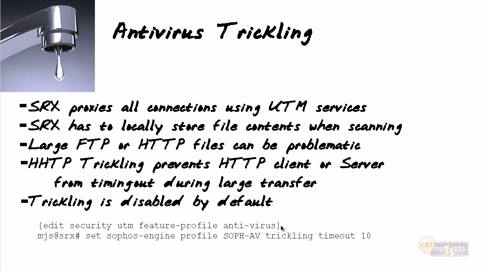So we drill into this context and we would be setting for the Sophos engine profile, or again, it could also be Kaspersky. And then this is the name of the profile, SOPH-AV, and it's simply trickling timeout. And so we're going to choose 10 seconds here. So what we're saying is every 10 seconds, we're going to send these small fragments of the file back to the client in order to prevent it from timing out. Okay, so antivirus trickling, something that may come up on your exam. Want to make sure you know about that.